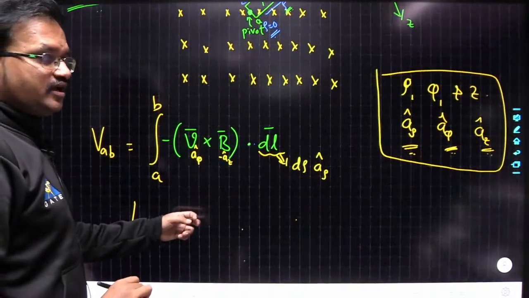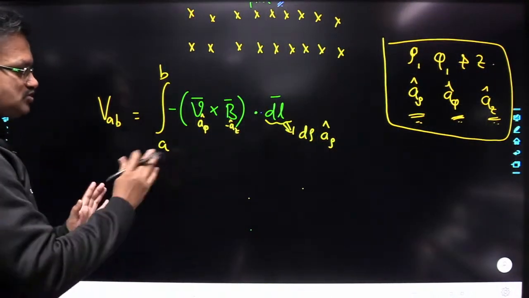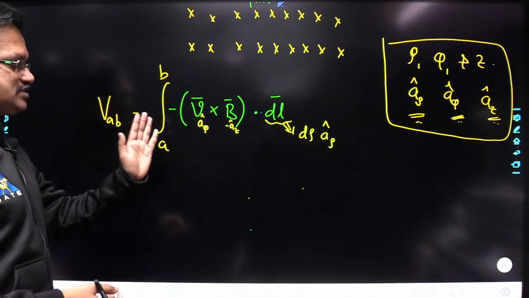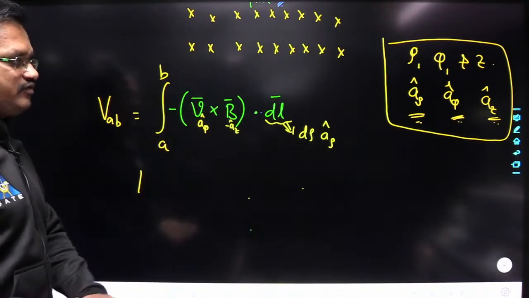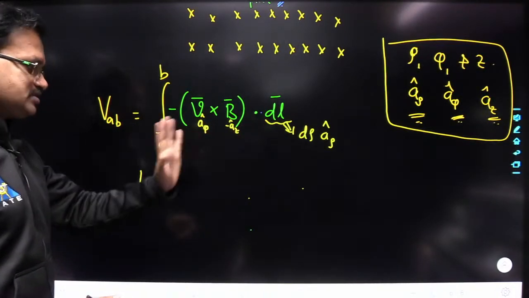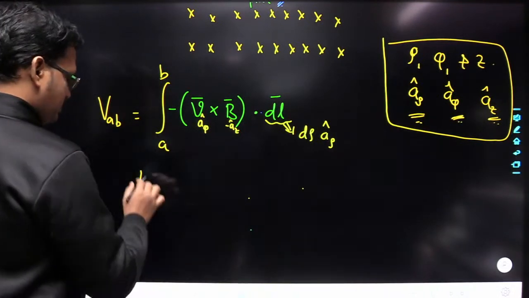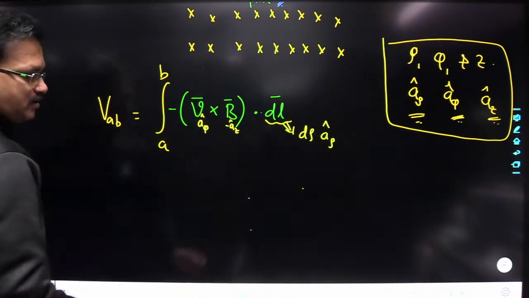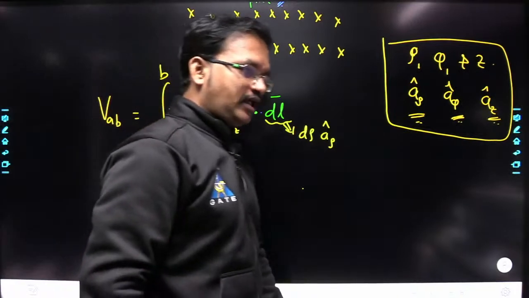Is this point clear here? Tell me. Once you are clear in which direction the velocity is, in which direction the B field is, and what this dL bar is, if you understand these things, then it is completed. Yes or no? Okay. Is it clear up till now?